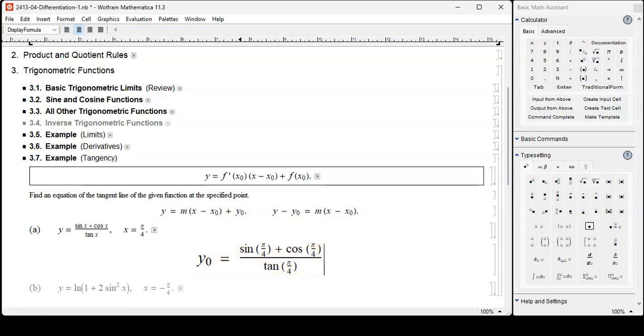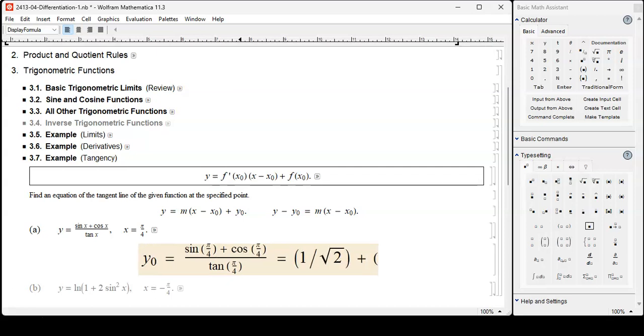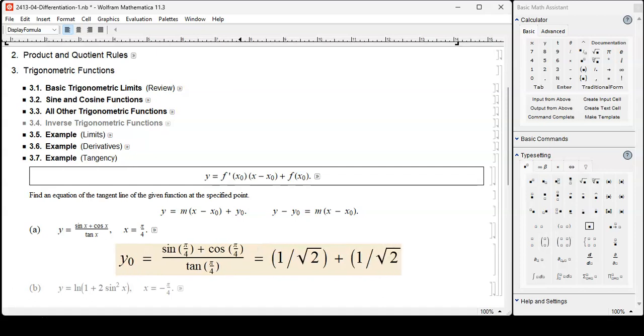Okay, alright. Do you remember all these trig values? Sine of pi over 4, what is it? Look up the table or punch the calculator if necessary. It is 1 over square root of 2, or equivalently speaking, square root of 2 over 2.